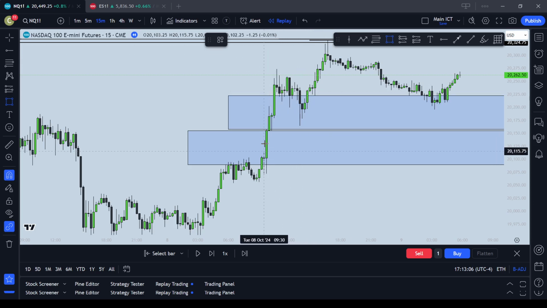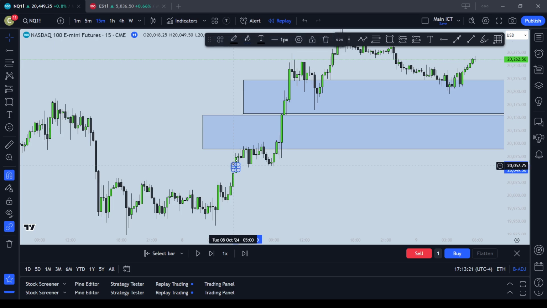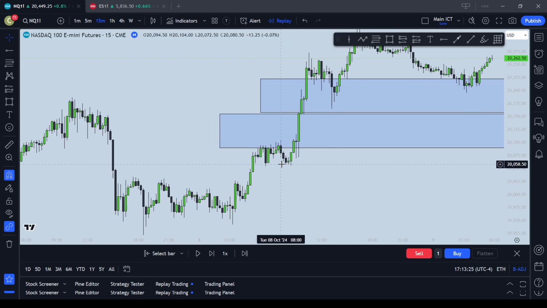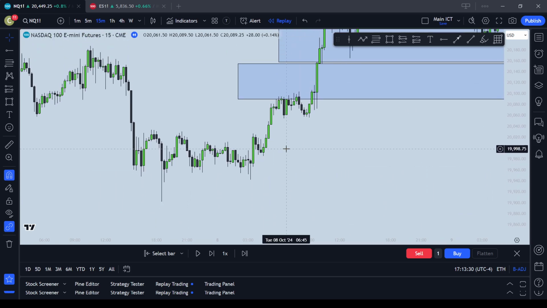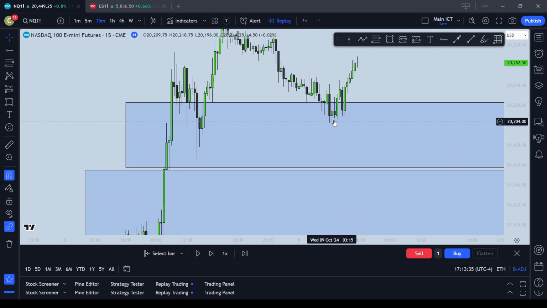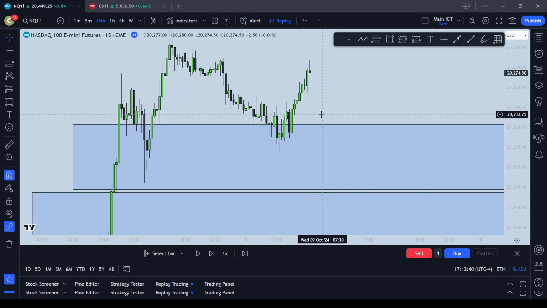So I saw, where was I here? I saw this fair value gap here, I believe. No, where's the fair value gap that I saw? Hang on, I apologize. Is this even today? This isn't even today. What am I doing? This is today. This is where we're at. I am so sorry, guys. Here we are. We are locked in now.